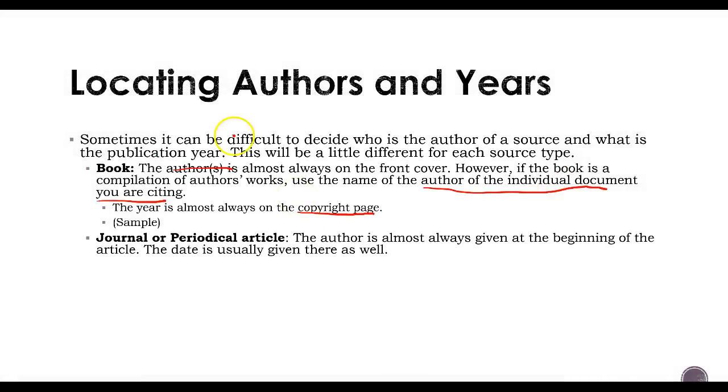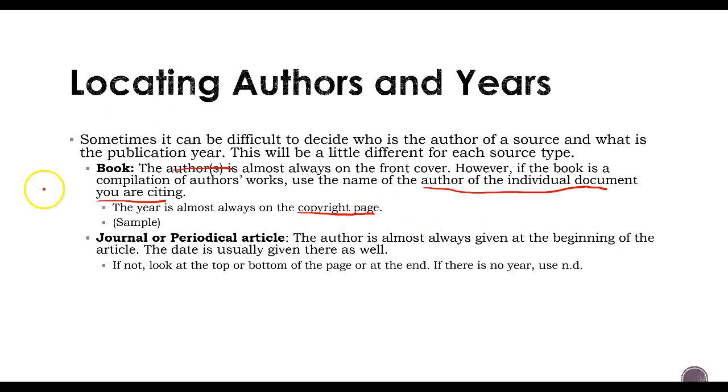In addition to books, it can also be a little bit tricky to find the authors and years in journal articles. Although these are usually on the front pages as well. So make sure you look at the top of the page. Do you see an author or a year at the top? Also look at the bottom of the page or the end. Is there an author or a year there? If you can't find a year, just use ND, no date, for the year.